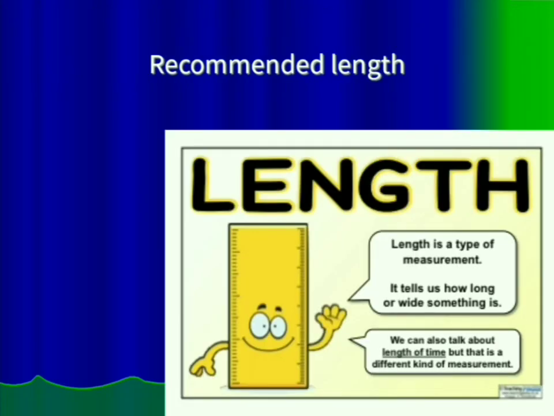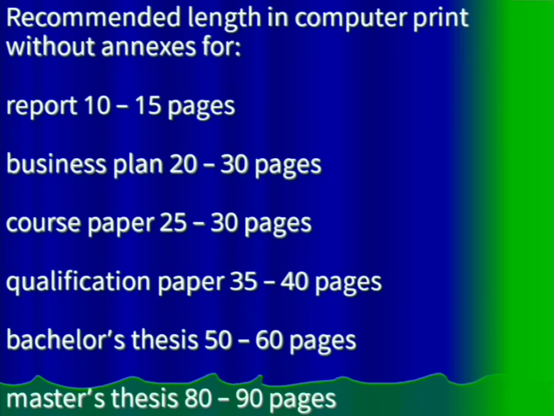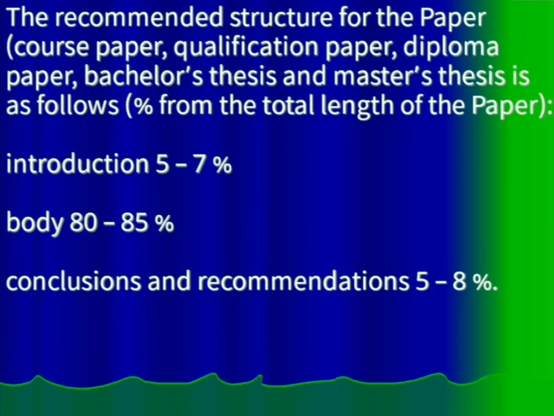Recommended lengths, especially when we speak about the recommended lengths of the paper, you should follow the lengths as well as the speech. A report should consist of 10 to 15 pages, while bachelor studies should consist of 50 to 60, and a course paper 25 to 30. On the screen you can see the percentage of introduction, body part, and conclusion and recommendation part of the thesis.